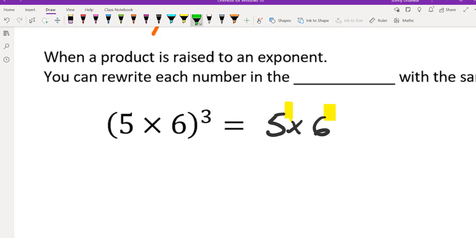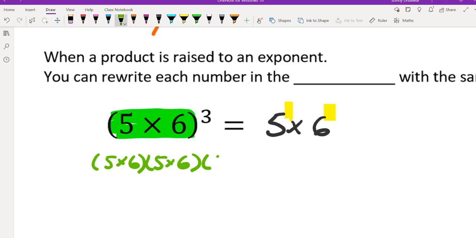So, how does this work? The 3 says repeat the base 3 times. That's what the 3 is saying. We're going to repeat 5 times 6 three times. So, all together, how many 5s do we have? 3. So 3 goes here. How many 6s do we have? 3. 3 goes there. That is actually the harder case.